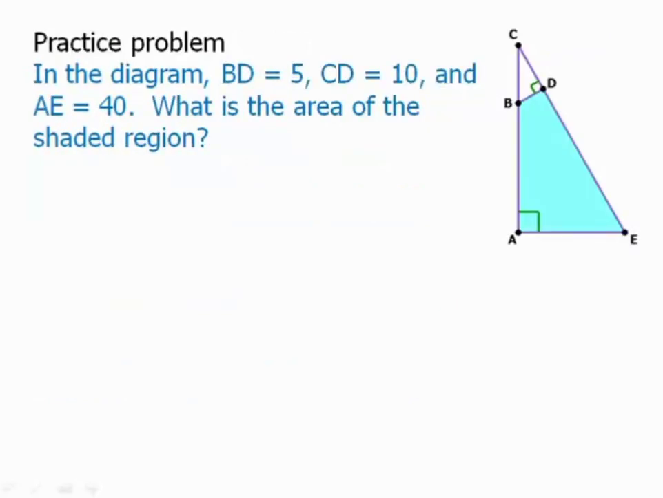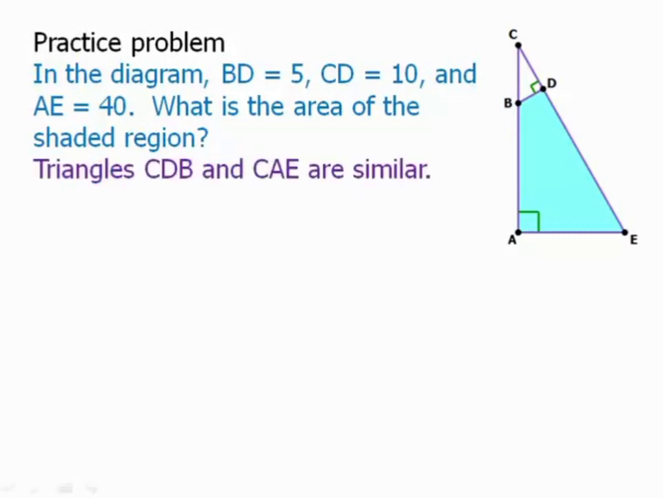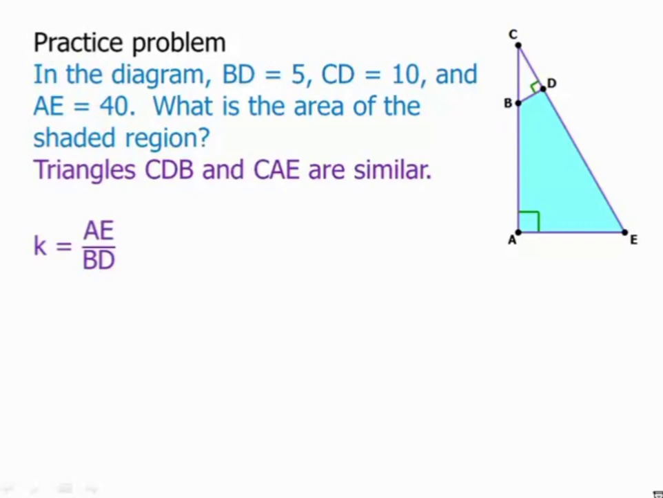Here's a harder practice problem. Pause the video and then we'll talk about this. So clearly, we have two similar triangles, CDB and CAE, and BD corresponds to side AE. So we set up the ratio AE over BD. This will give us the scale factor. And this is 40 divided by 5, which is 8. That's the scale factor. So the ratio of the areas is going to be the scale factor squared.